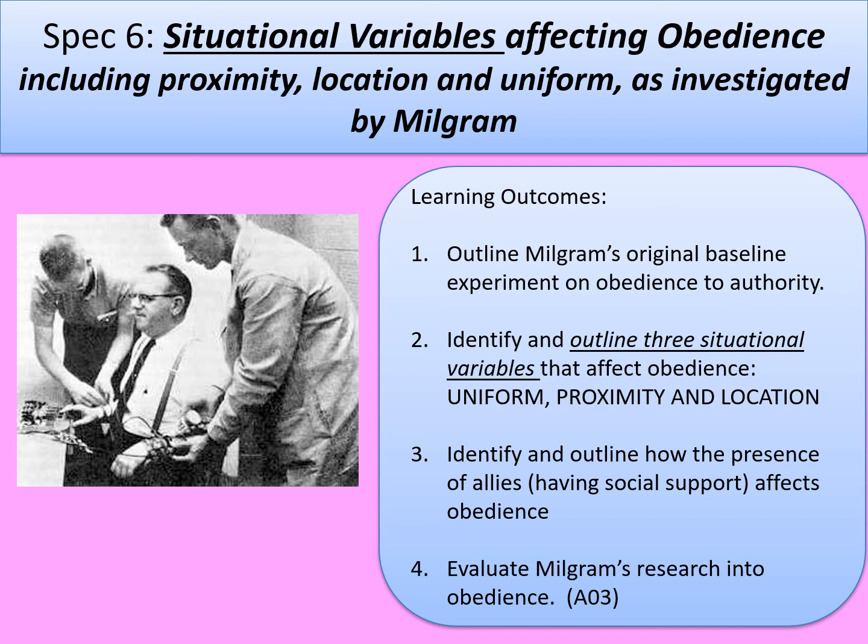Hello and welcome to the fifth lesson in social influence, although this is slightly out of order because you will see on this slide that actually this is specification 6, situational variables affecting obedience, including proximity, location and uniform as investigated by Milgram. So we'll cover specification 5 in the next lesson.